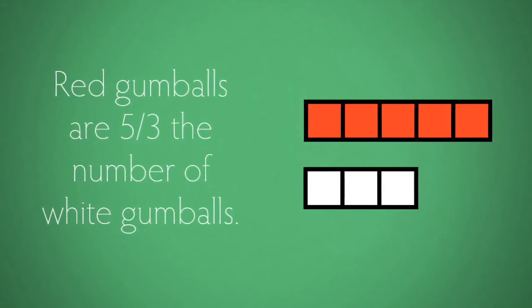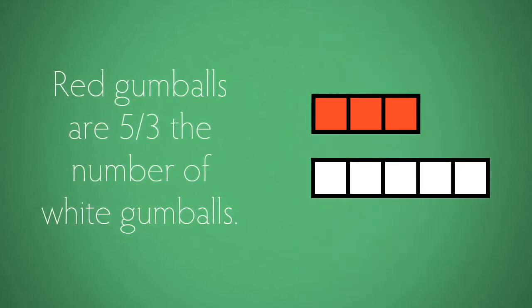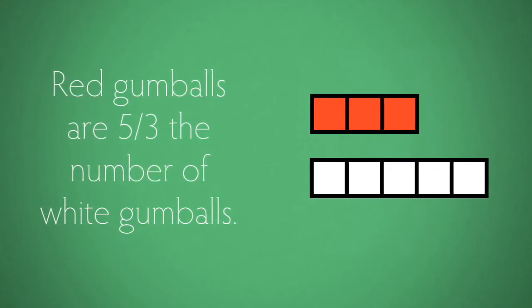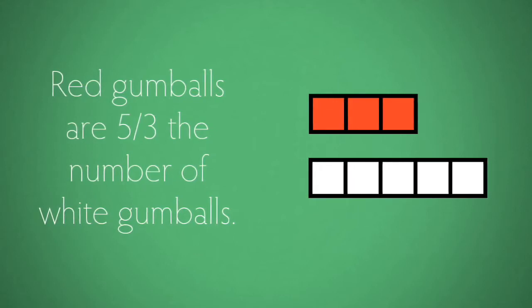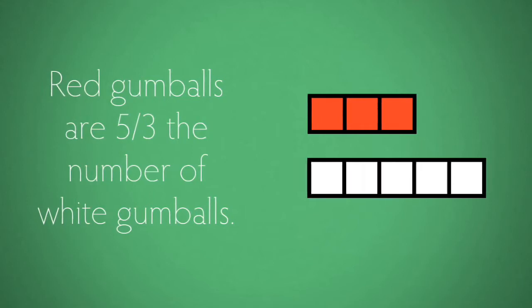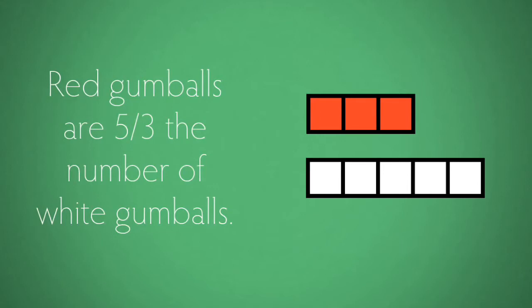Why? Well, let's look at some that were not correct. This illustration was not correct because, as we see, we have 3 red blocks and 5 white blocks. Now look at our fraction. Remember, the top number is telling us how many we have, and it's talking about red gumballs. We should have 5. Also, the bottom number, 3, is telling us how many whites it takes to make a whole, and our picture shows 5, not 3.